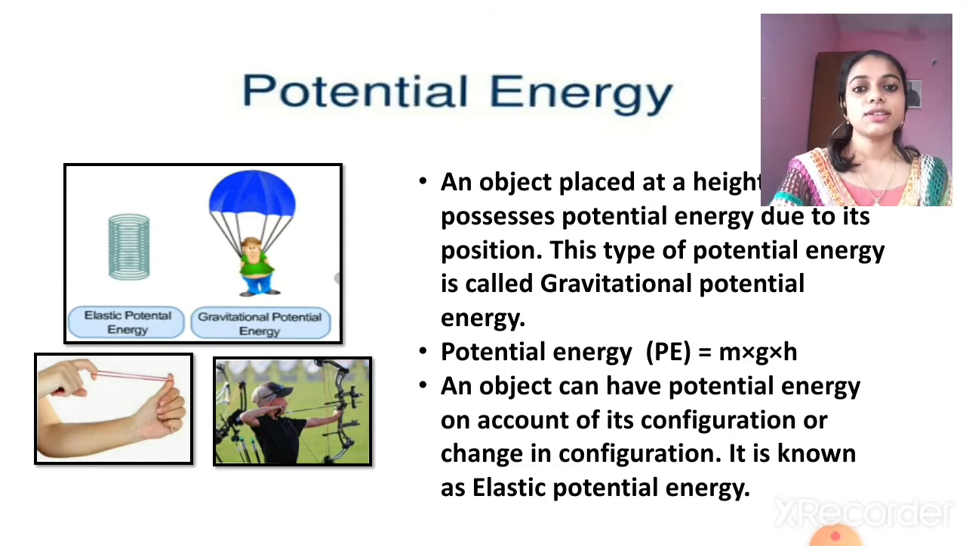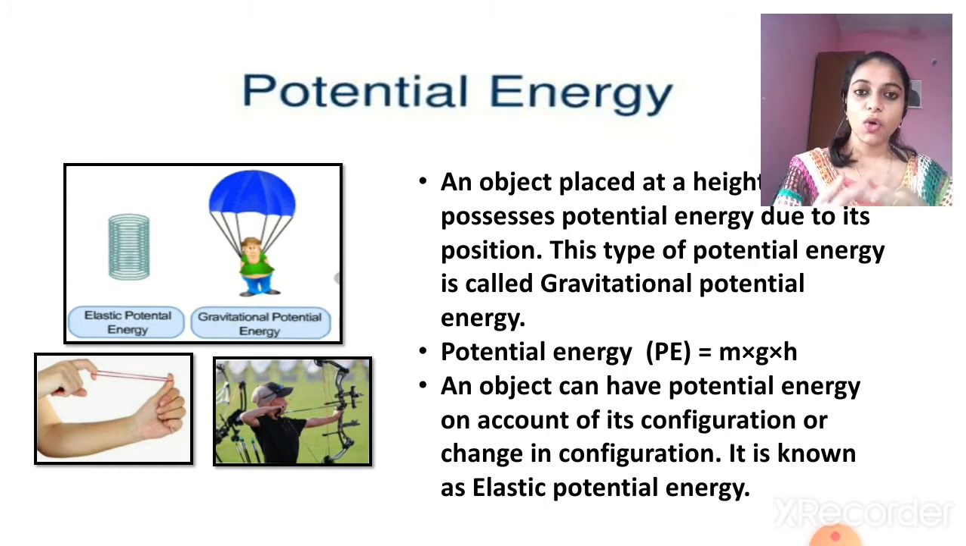Potential energy is of two types: gravitational potential energy and elastic potential energy. We know that potential energy is the energy possessed by an object at rest, isn't it? First, an object placed at a height possesses potential energy due to its position. This type of potential energy is known as gravitational potential energy.